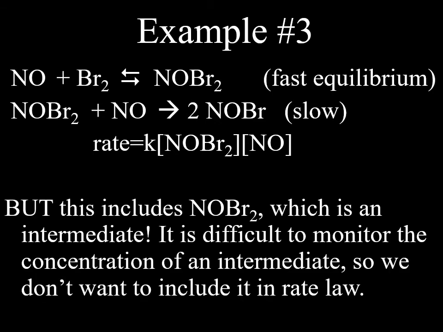So this rate law includes NOBr2, which is an intermediate. Look at the steps up there. See how it would cancel out? So it's very difficult to monitor the concentration of an intermediate while the reaction is occurring. So we really don't want to have our rate law based on the concentration of an intermediate. It's just not very practical. We'd like to find a way around that.